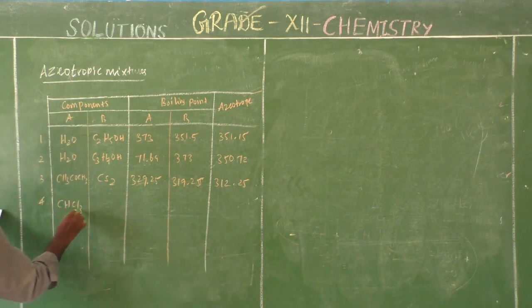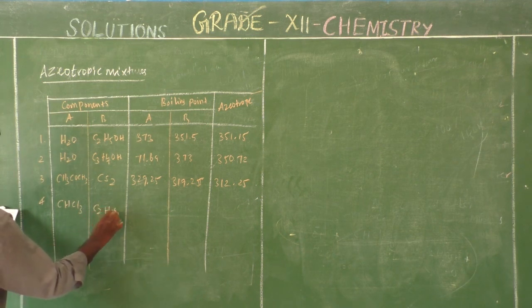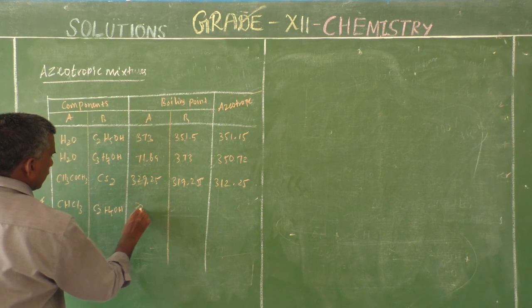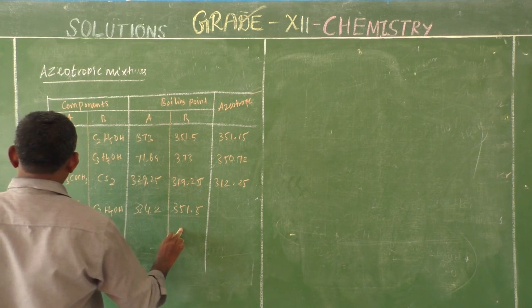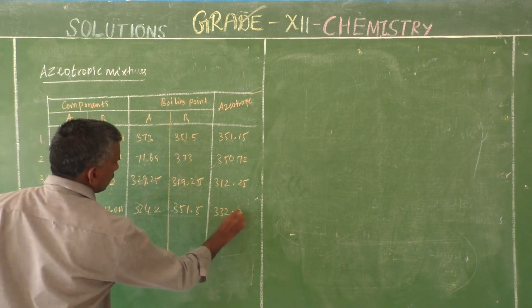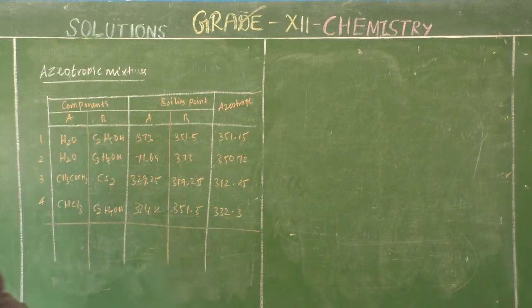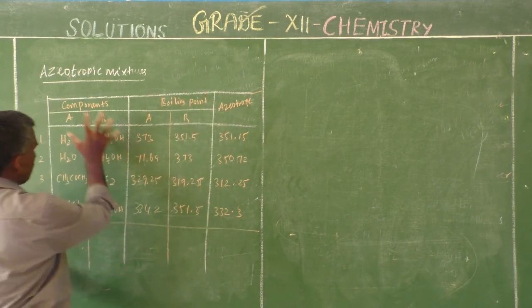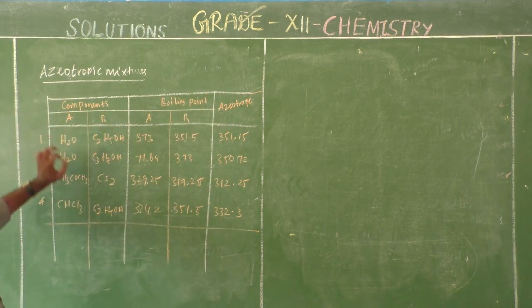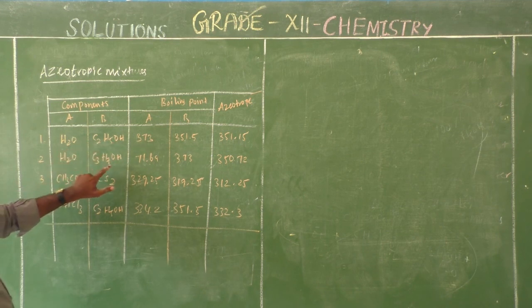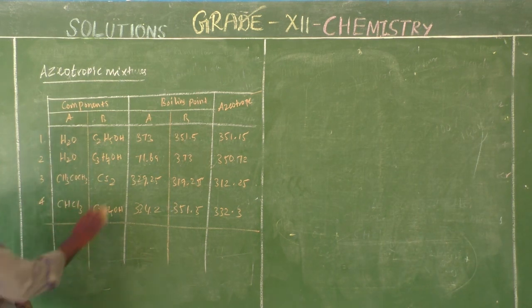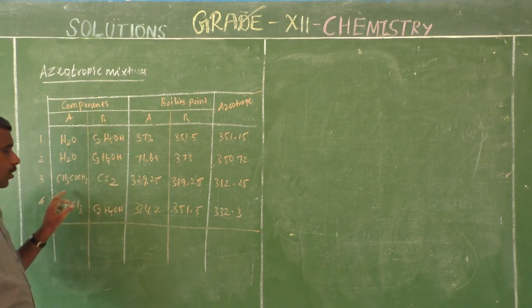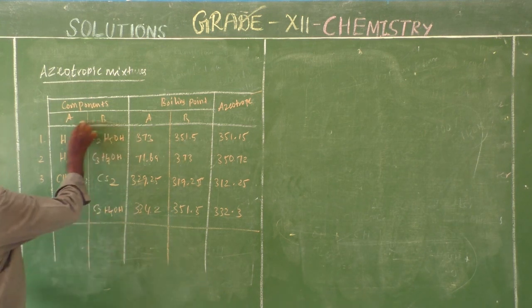Chloroform and ethanol, 334.2 chloroform, 351.5 ethanol, 332.3. This is the azeotropic mix and boiling point. If you have not memorized the components, memorize the azeotropic mixture examples: ethanol plus water, propanol plus water, carbon disulfide and acetone, chloroform and ethanol. This is the azeotropic mixture.